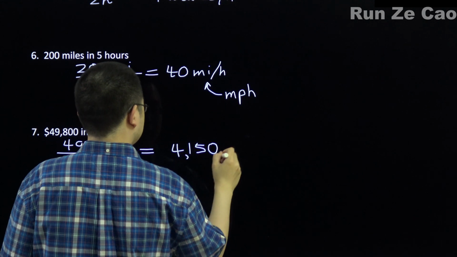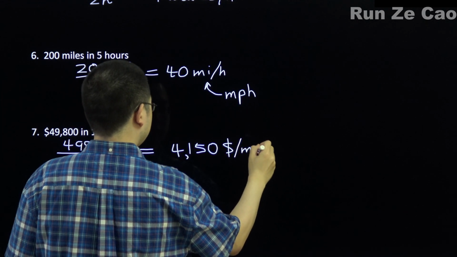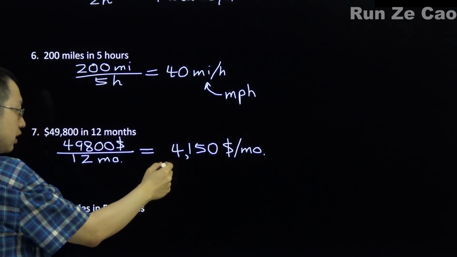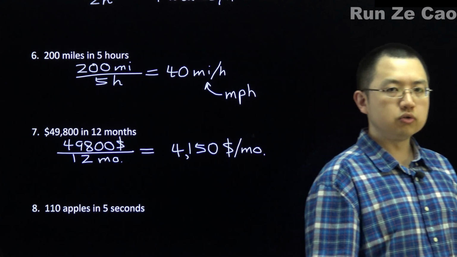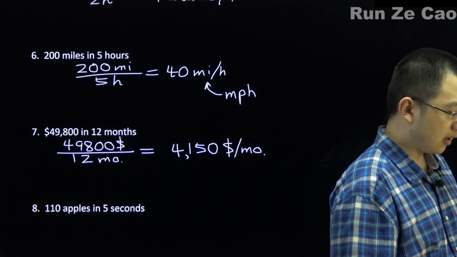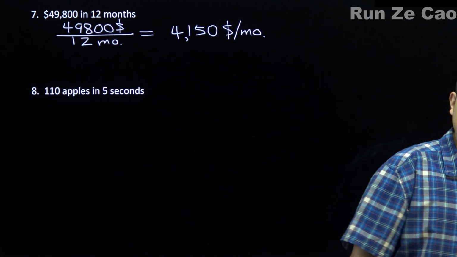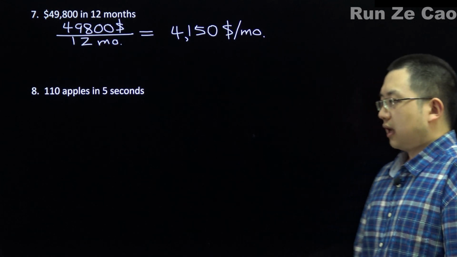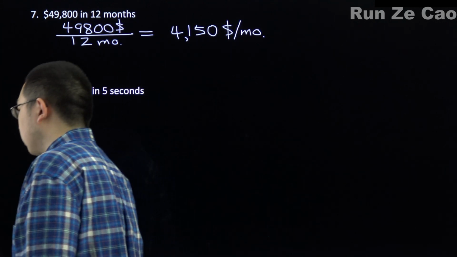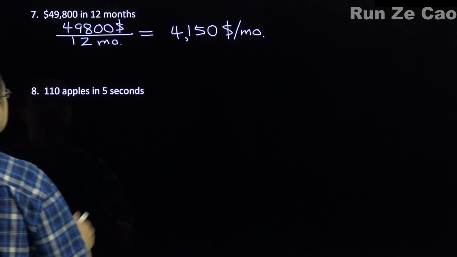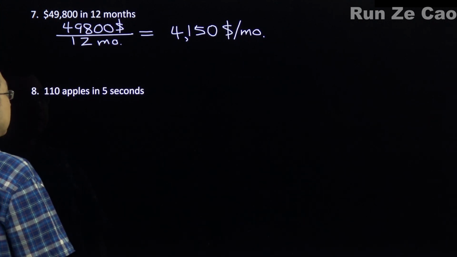So, $4,150 per month. The comma here is the thousands separator used in English-speaking countries for math or just number writing purposes. In some places, like the Francophone world, if I recall correctly, the comma is used as the decimal point.